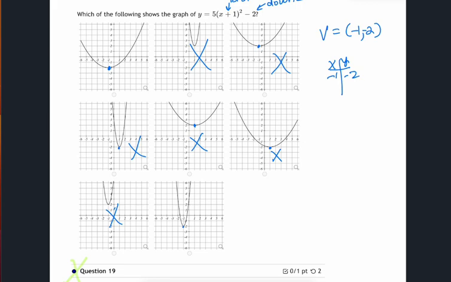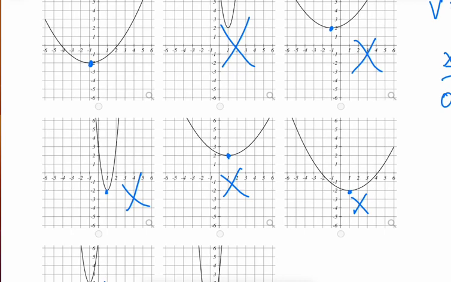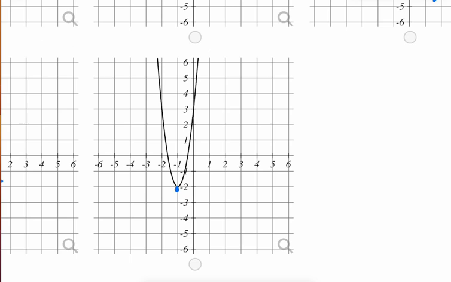Let's plug in 0 because it's right to the right of it. And if we know one other point on our parabola, it should tell us what's happening. So if you plug 0 into the original equation, you get 1 squared is 1 times 5 is 5 minus 2 is 3. So just look which parabola, when I plug in 0, do I hit 3? This one, when I plug in 0, I do not hit 3. This one, when I plug in 0, I definitely hit 3. So this is my answer.